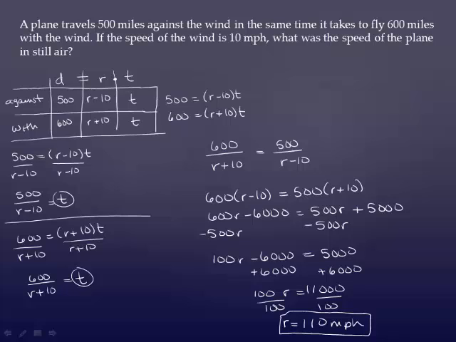Okay, now that you've had a chance to work out the problem, check your answer. You should have gotten that the speed of the plane is 110 miles per hour. If you did not get that, go back and check your work. Here I have solving for t for against the wind. Here is solving for t with the wind. And then here is the equation to find the speed of the plane.